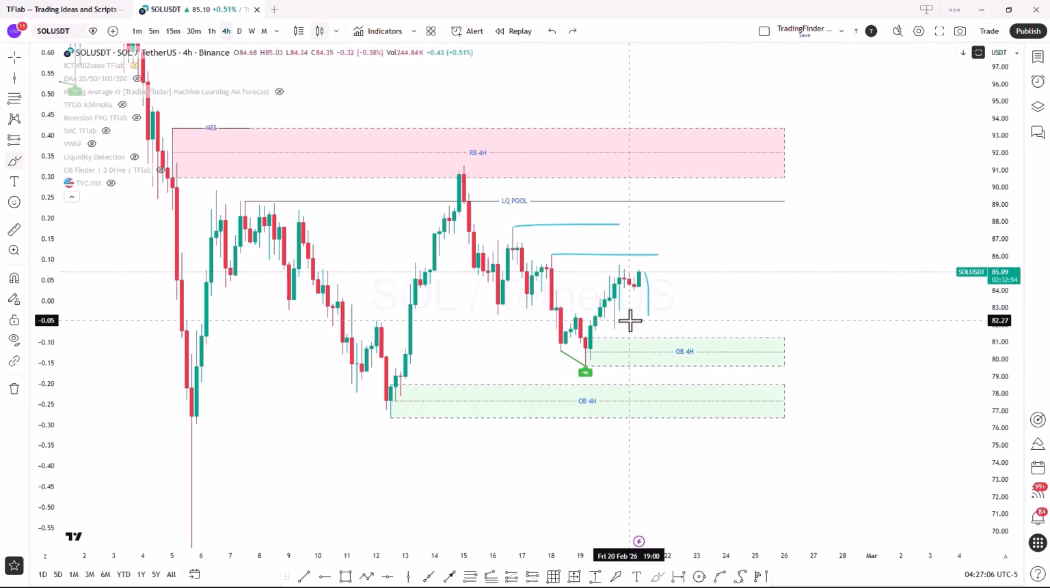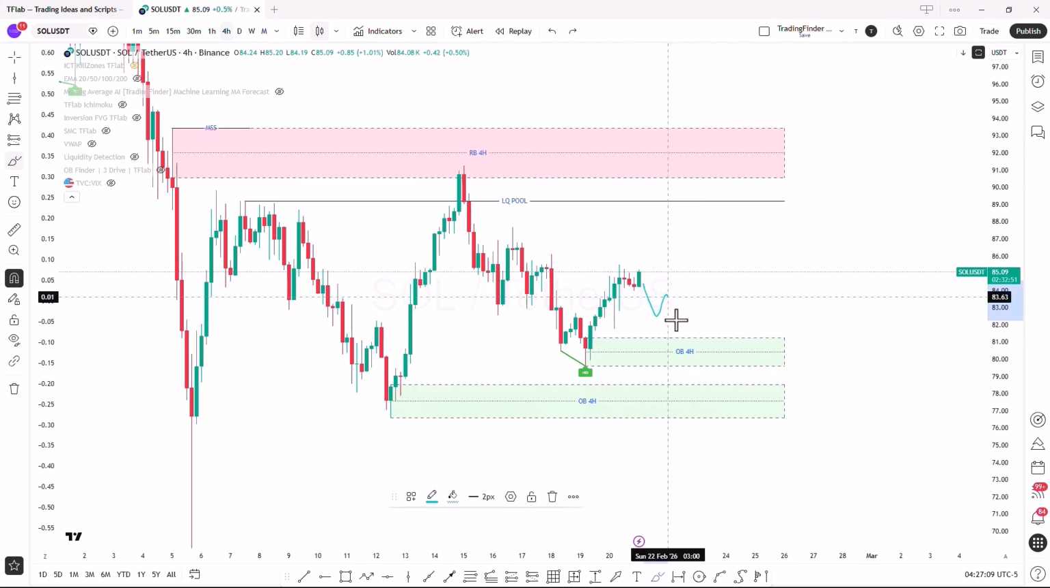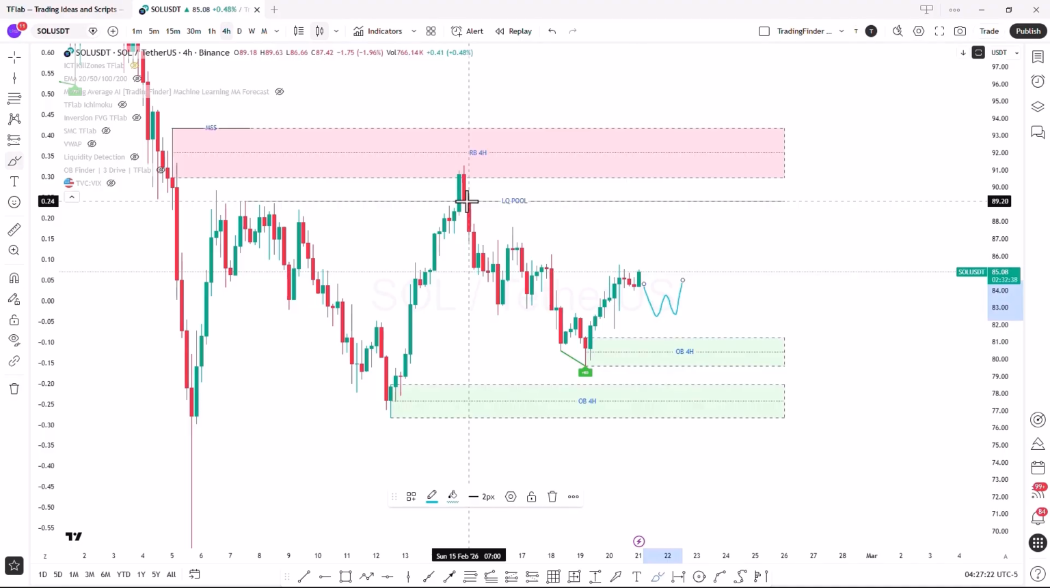We can enter a buy position, which is the second trading strategy scenario for a buy position. We can place the stop loss behind the swing at the 81.77 level, set it with the target being the high, the swing high, and the order block zone at the 89.18 level.